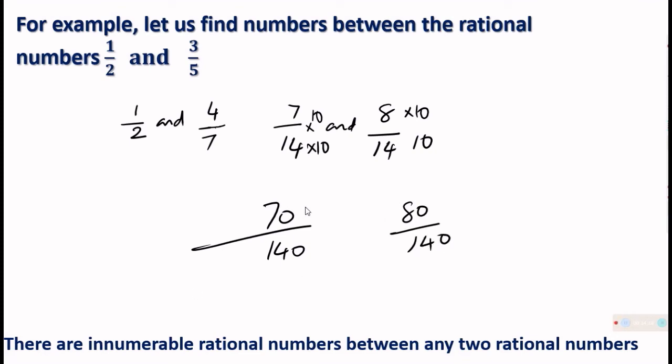If you multiply again, it will become 700 upon 1000 and 800 upon 1000, and you will get 100 numbers in between. So there are innumerable numbers in between two rational numbers. This is an important point for this chapter, you should remember it and understand it thoroughly.